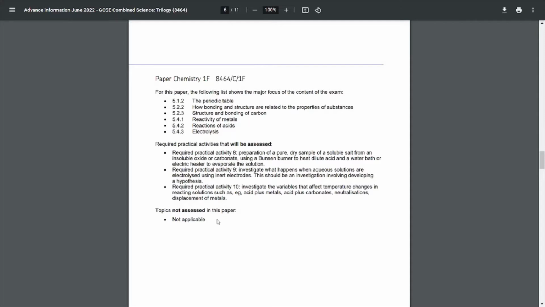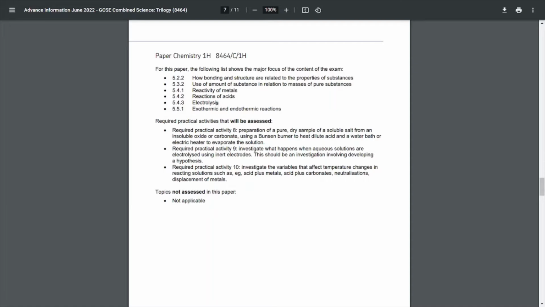So nothing has been taken out for anyone from this topic, because barely anything has been taken out from chemistry. So if you're Combined Science Foundation, your major focus is all three topics, but obviously none of the higher bits, and your required practicals are the soluble salts one and the electrolysis one as well. Combined Science Higher, again, your revision focus is all three topics that we cover in this video, as well as the soluble salts practical and the electrolysis practical.